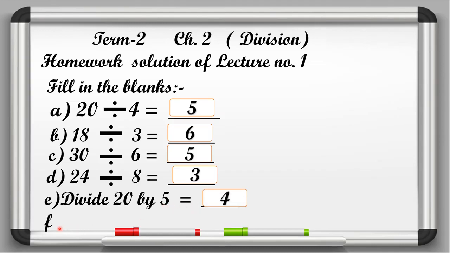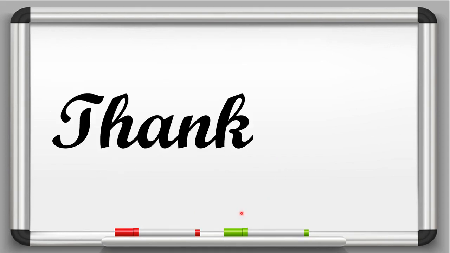Okay. Now in F part, it is given divide 16 by 8. So here we have to speak the table of 8. 8 1s are 8, 8 2s are 16. So in this way we can do our fill in the blanks. Okay beta? Thank you.